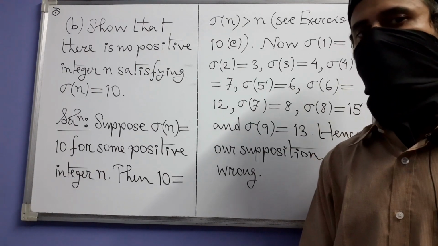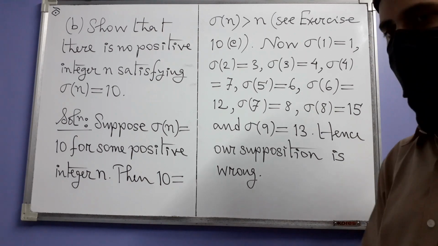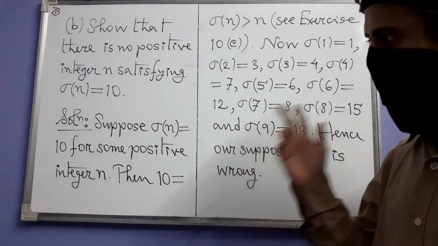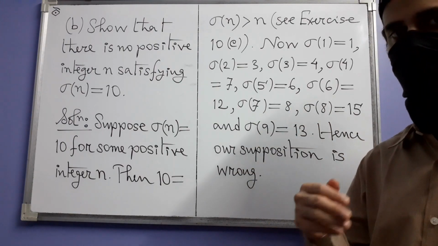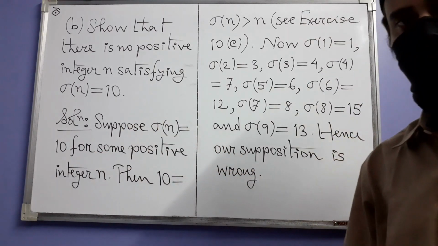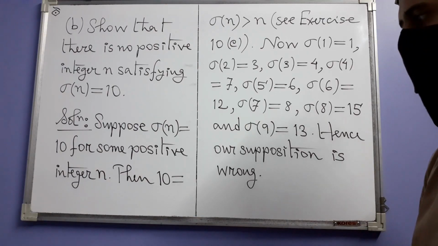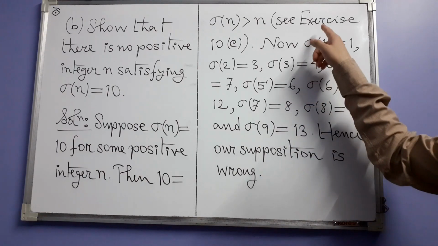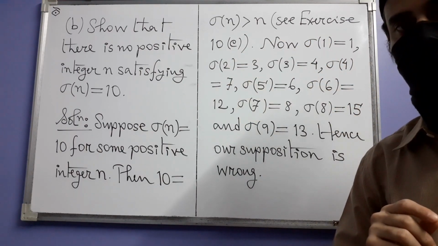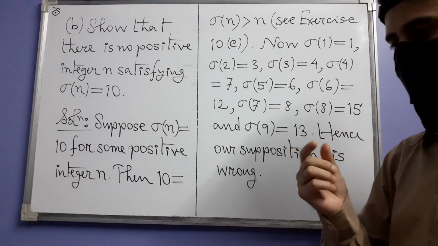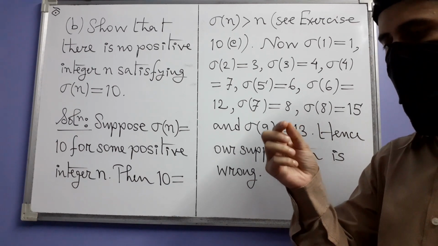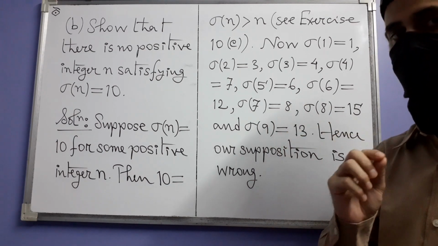In proving this type of claims, where we are told to prove that a certain thing is not possible, we suppose that it is possible, and then we try to arrive at a contradiction. So here also, suppose sigma of n is equal to 10 for some positive integer n. Then you recall, you go back and see the statement of exercise 10 part C. There we proved that if n is a composite integer, then sigma of n is greater than n plus root n. Do you remember?